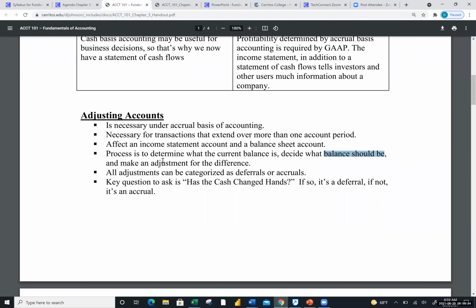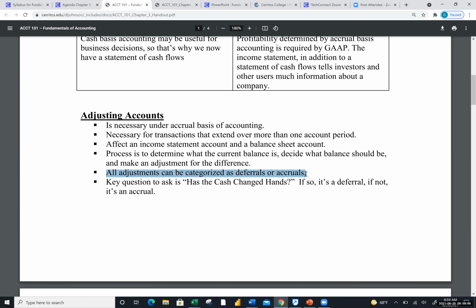Here's some other things I want you to write down in your notes. Every single adjustment can be categorized as a deferral or an accrual. And there's that magic question: has the cash changed hands? If the answer is yes, it's a deferral. If the answer is no, it's an accrual.